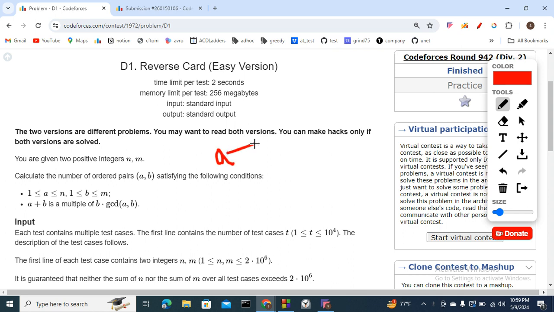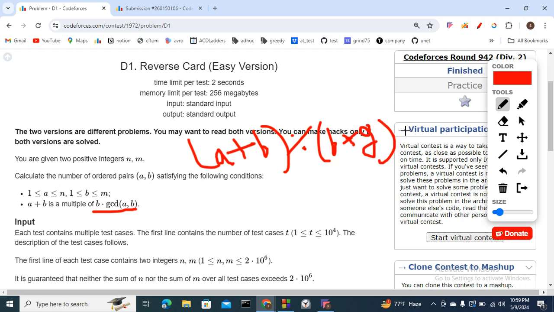Here a plus b is a multiple of b times GCD of a and b. So we can write it like this: (a plus b) mod (b times GCD) equals 0, as a plus b is a multiple of b times GCD.